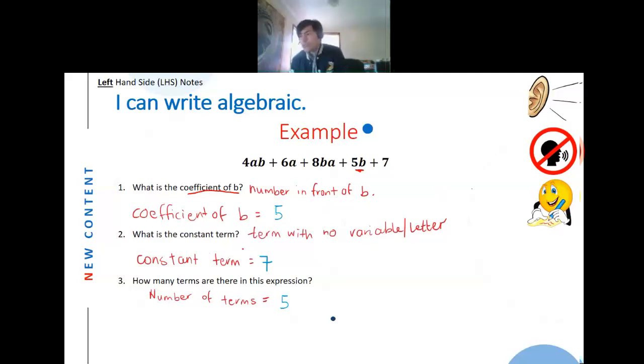The next question asks what is the constant term. So remember, constant term is the one without any letter. Okay, so here we can see that it is the number 7, plus 7. And how many terms are there in this expression? So we got one term here, one term here, one term here, one term here, and then one term here. So 5 in total. Okay, so 5 terms.